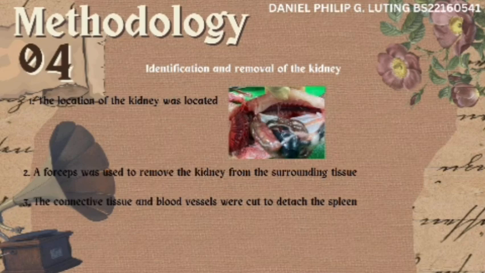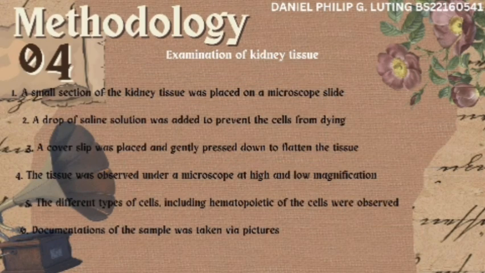Next, we have the identification and removal of the kidney. The location of the kidney is identified, and then a pair of forceps was used to remove the kidney from the surrounding tissue, and then the connective tissue and blood vessels were cut to detach it.